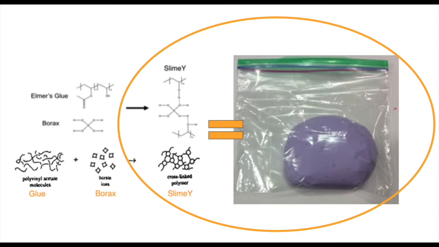And yes, that slime is the chemical reaction of an ingredient or a polymer in Elmer's glue with the borax that links that polymer into many polymers to create a long and flexible substance we call slime.